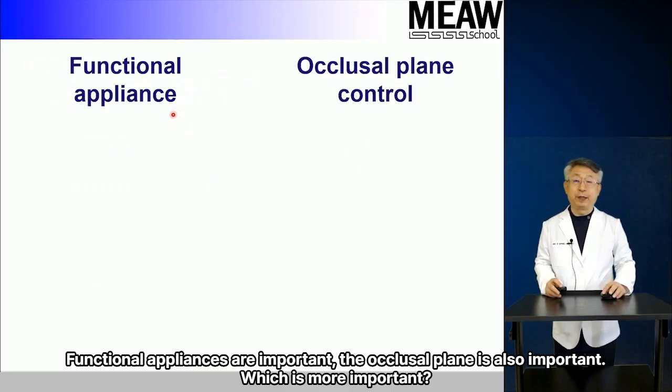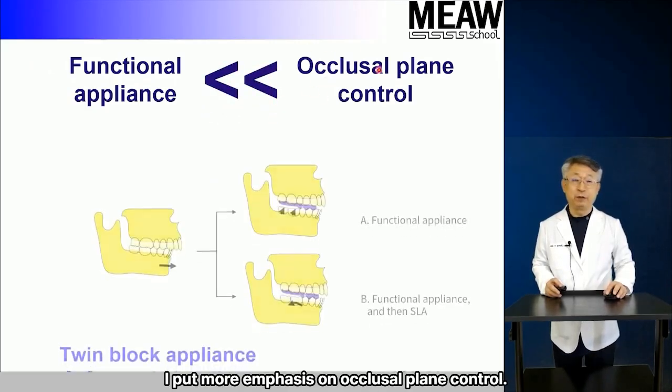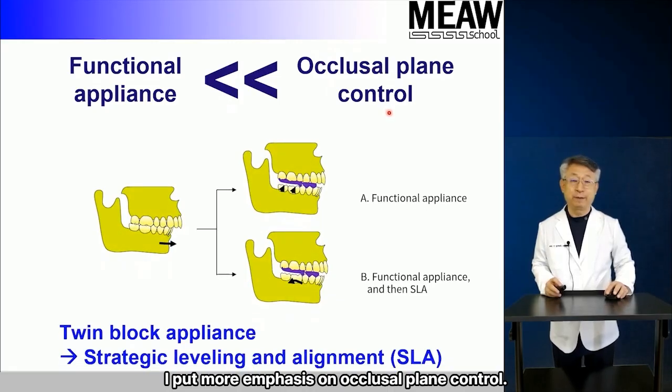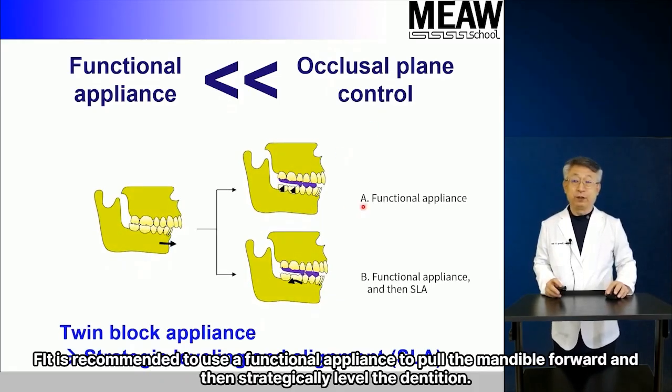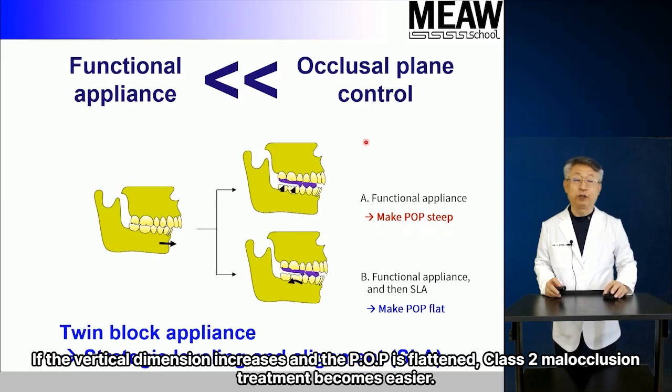Functional appliances are important. The occlusal plane is also important. Which is more important? I put more emphasis on occlusal plane control. It is recommended to use a functional appliance to pull the mandible forward and then strategically level the dentition. If the vertical dimension increases and the POP is flattened, Class 2 malocclusion treatment becomes easier.